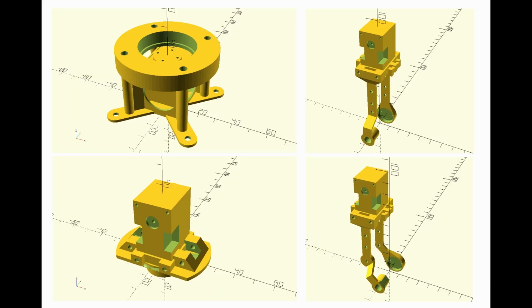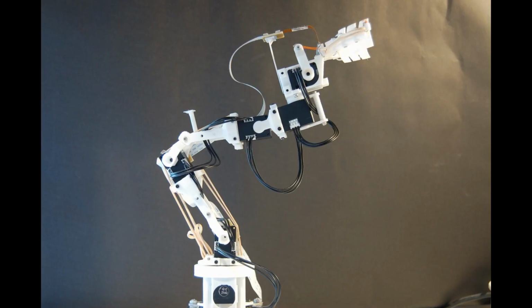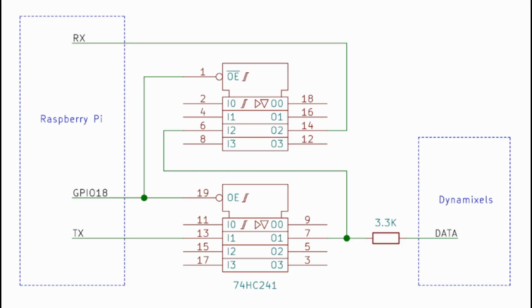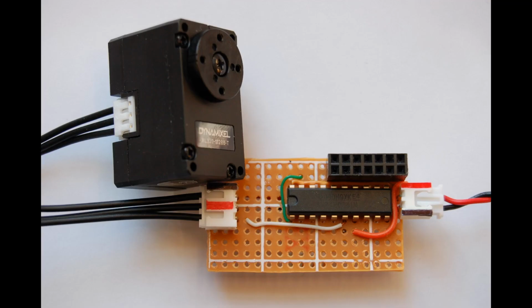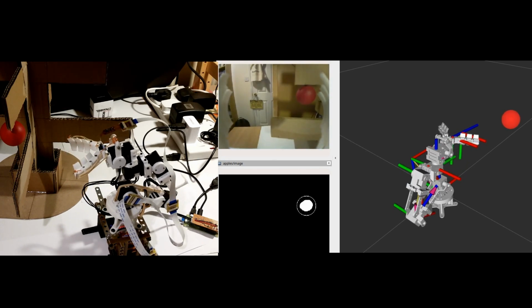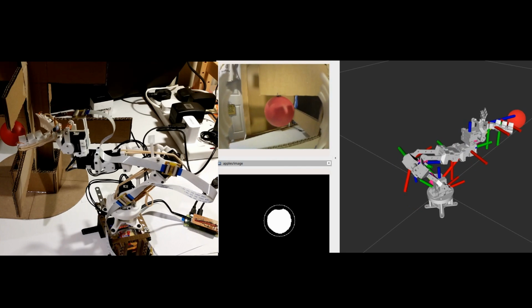Dinky's arm is designed to be versatile and as small and as lightweight as possible. It has five joints and a gripper, all powered by Dynamixel robotic servos. These servos are linked together and they use a half-duplex serial connection to the Raspberry Pi, which needs some extra electronics and some custom software to make it work. The arm is controlled by ROS. It was quite an interesting challenge to make it run on a Pi Zero 2.